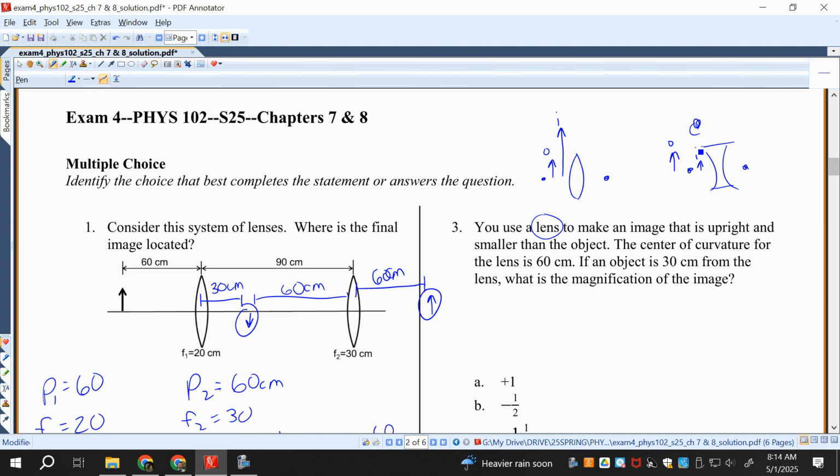So those are the only 2 virtual images. Notice, by the way, that those virtual images are on the same side as the object, on the left side of the lens, because that is the virtual side of the lens.